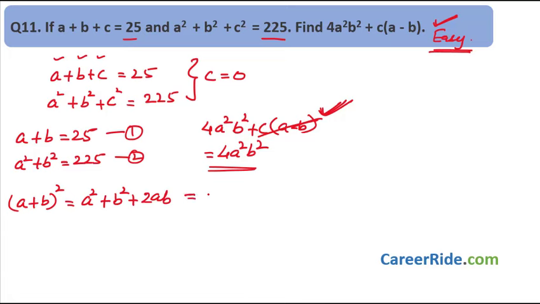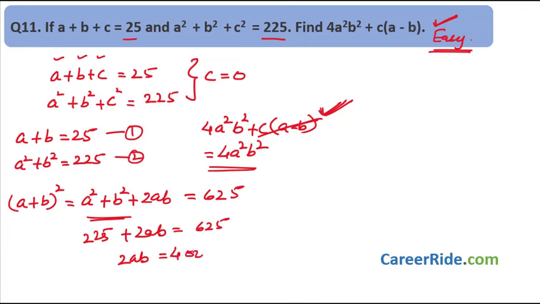The square of 25, taking squares on both the sides, right? So this becomes 625, right? I'm given the value of a square plus b square in the second equation. Let me place that. 225 plus 2ab is equal to 625, right? So my 2ab becomes what? 625 minus 225 is 400.